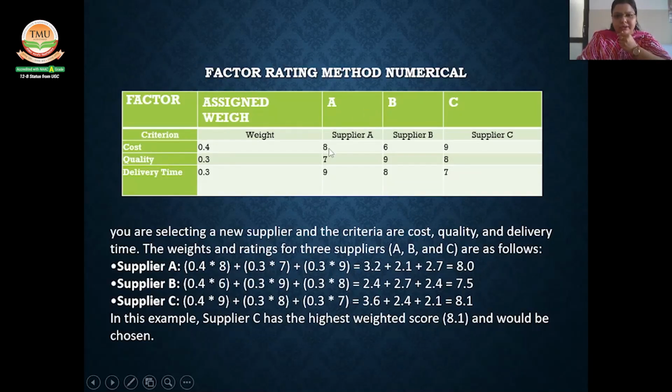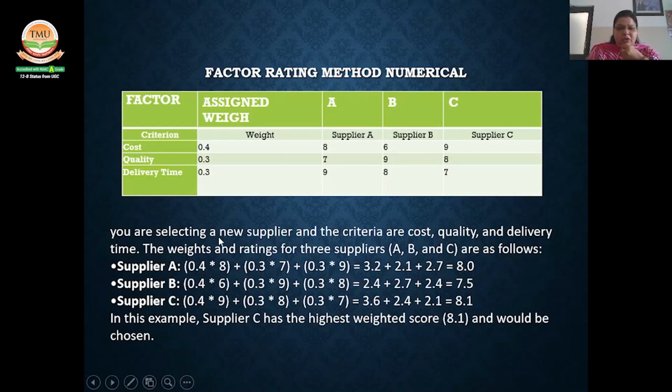Supplier A rating is 8, 7 and 9. Supplier B rating is 6, 9 and 8. And supplier C rating is 9, 8 and 7. Now we have to calculate which is the best supplier for our manufacturing processes.